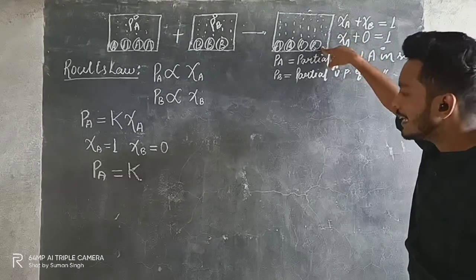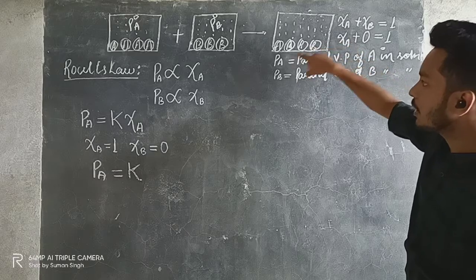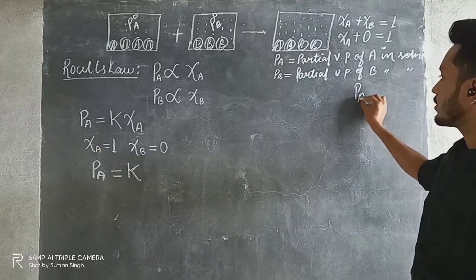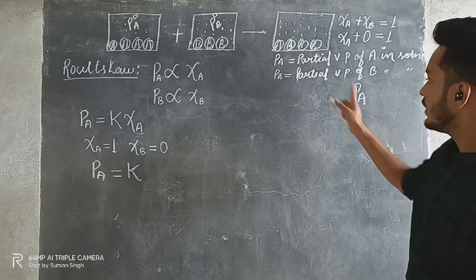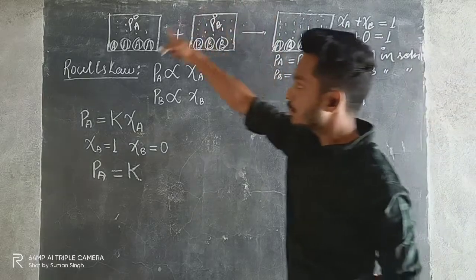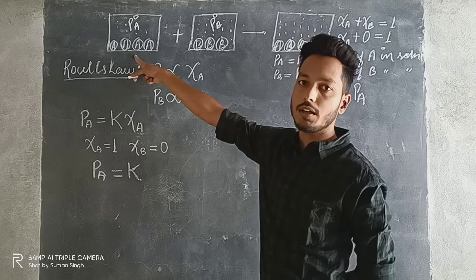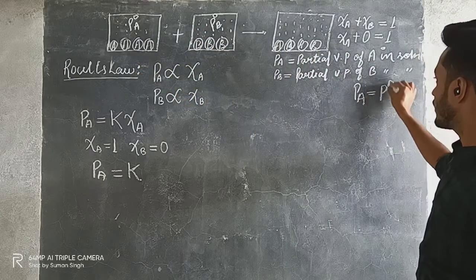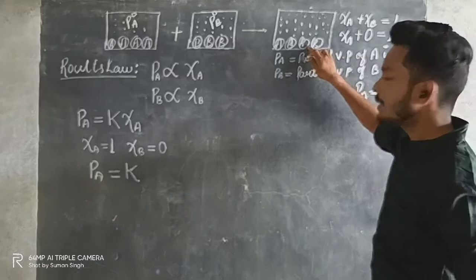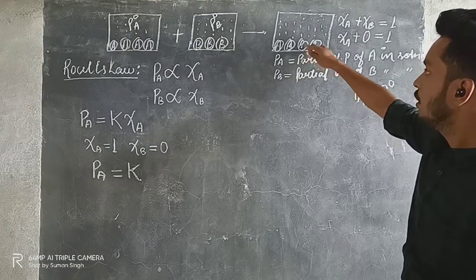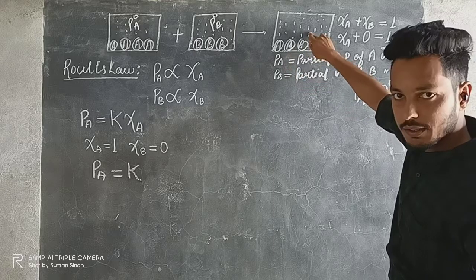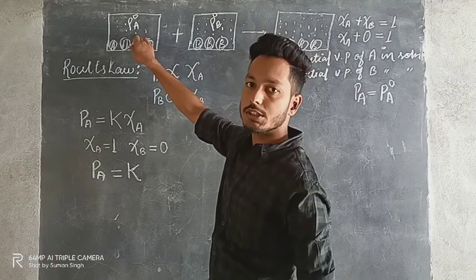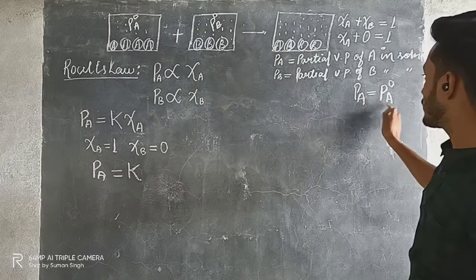So if only A is present here, then whatever the partial pressure of this A will be, it will be equal to its vapor pressure in the pure state, right? Are you understanding or not? Since B is not present, B is 0, whatever the partial pressure of B will be here, it will be equal to the vapor pressure of pure A, which is P naught A.